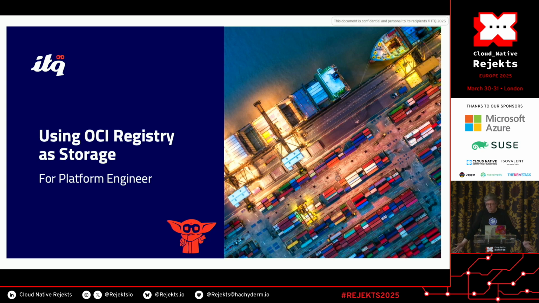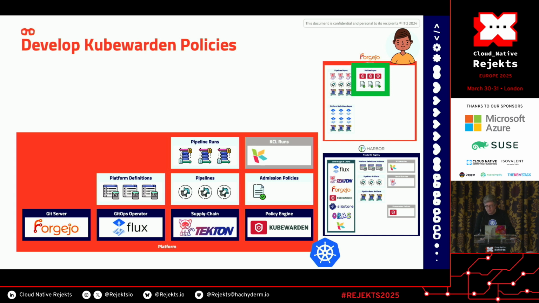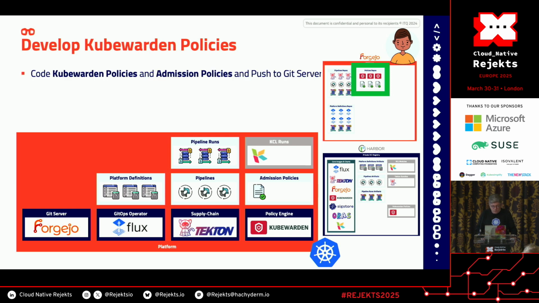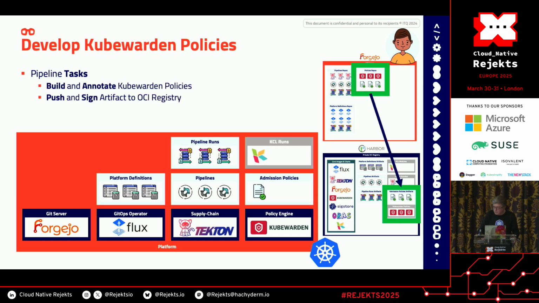So now we have the platform, so let's consume the platform. The first consumer of the platform is the platform engineer himself. So Dave can use the platform we created to continue to populate the platform regarding the requirements of the developers, for instance. So we can develop the Kubewarden policy, create the Kubewarden policy and Kubewarden pipelines, push them to the Git repository, and because we have the Git trigger for the pipeline run, it will push and sign this to the OCI registry.